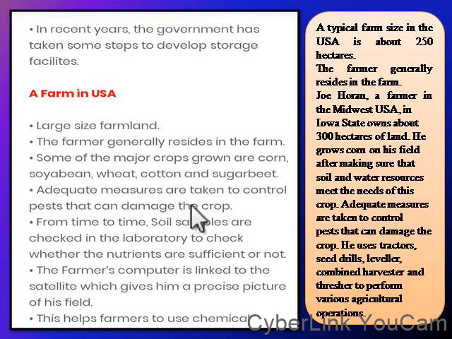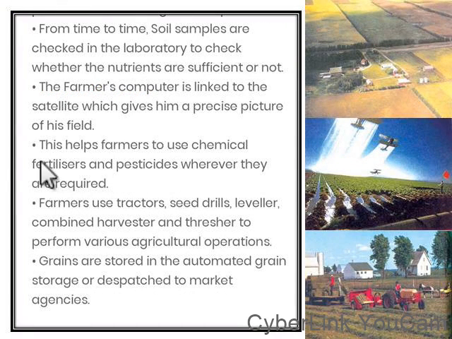Adequate measures are taken to control pests that can damage the crops. From time to time, soil samples are checked in the laboratory to check whether the nutrients are sufficient or not. The farmer's computer is linked to the satellite, which gives him a precise picture of his field. This helps farmers to use chemical fertilizers and pesticides wherever they are required.